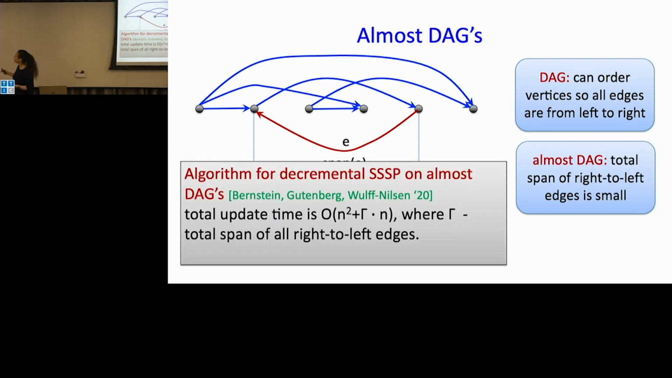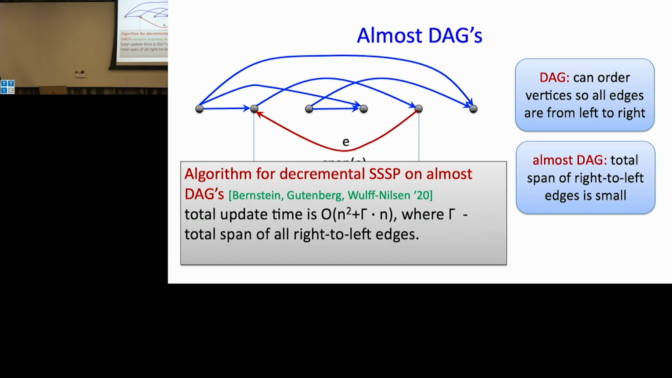Now, specifically, there is this really cool result of Bernstein, Gutenberg, and Wulff-Nilsen that generalizes their algorithms for DAGs. And it shows that if the total span of all your right to left edges is at most gamma, then the total update time of their single source shortest path algorithm becomes n squared plus gamma times n. So it's good not just on DAGs, but also on graphs that look almost like DAGs.